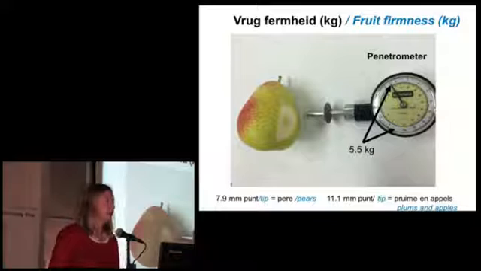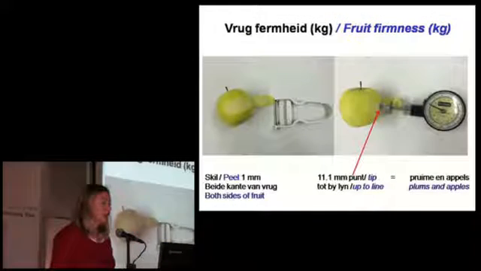Plums and apples generally are easier to penetrate, and therefore they've got a thicker point. There you can see an apple, and just to show how we peel it on both sides. And this is the 11.1 millimeter point.